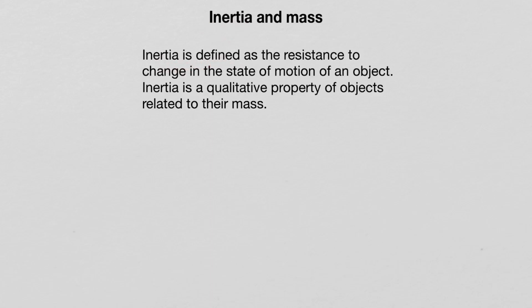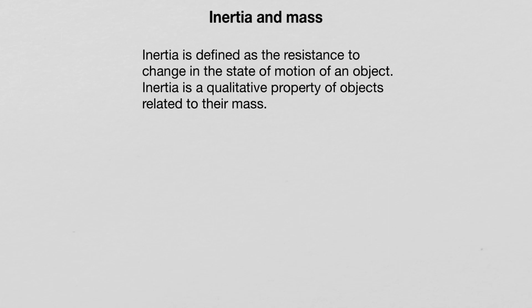Inertia is defined as the resistance to change in the state of motion of an object. And again, the state of motion would be the object is at rest, it only has velocity of 0, or the object is moving along a straight line with constant velocity. So the same speed, not changing direction. And inertia is a qualitative property. Inertia cannot be measured. We do not have a way to measure inertia.